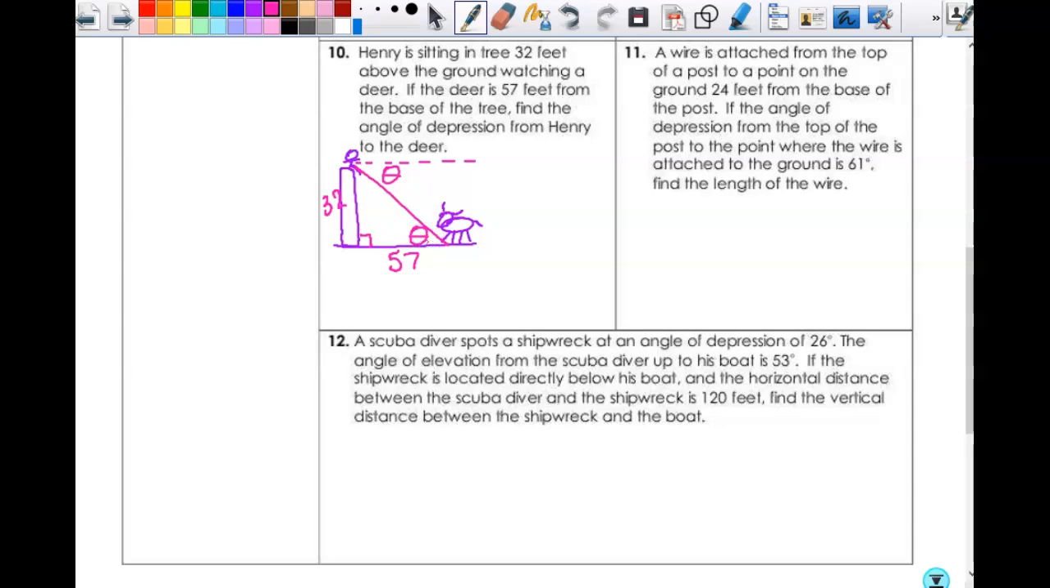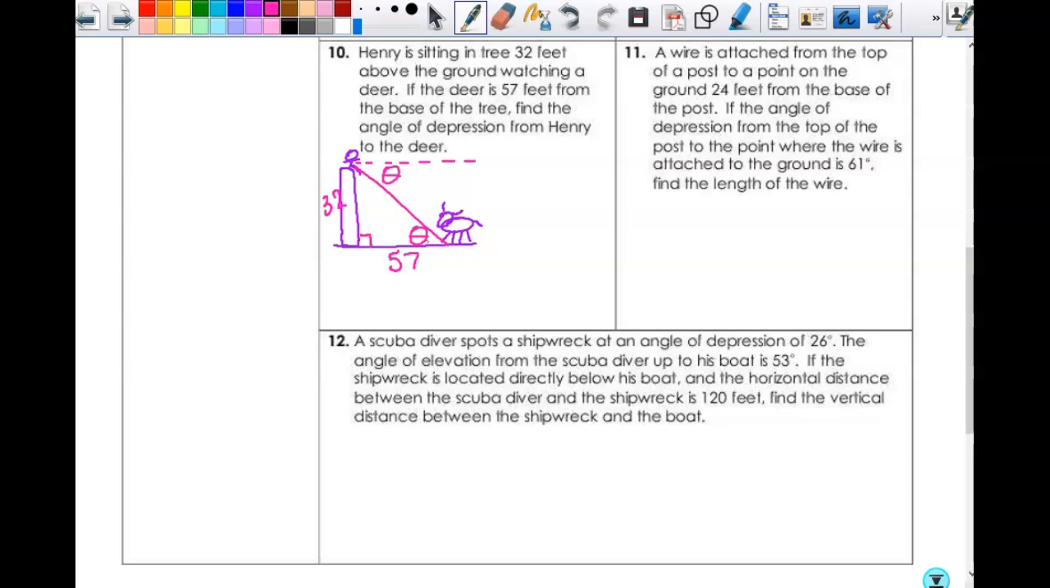Do you agree with my picture? My deer looks more like a bowl, but it's okay. And you don't have to be fancy. You can put D for deer, just so that you know where things are. It doesn't have to be a cute little picture. And then we could go from there, right? Just want to make sure we got our angles in the right place.